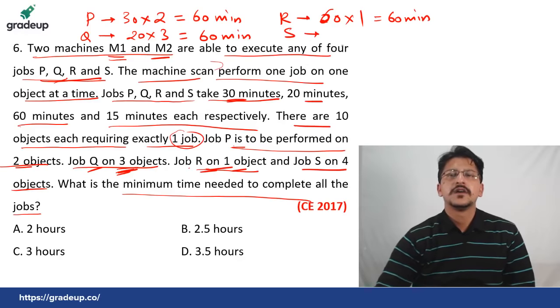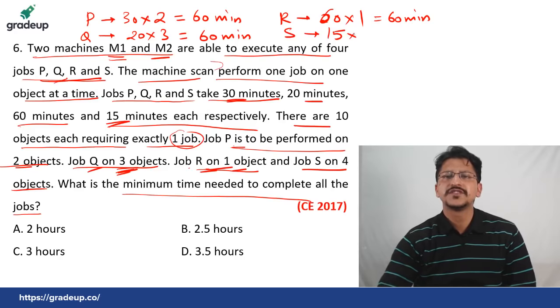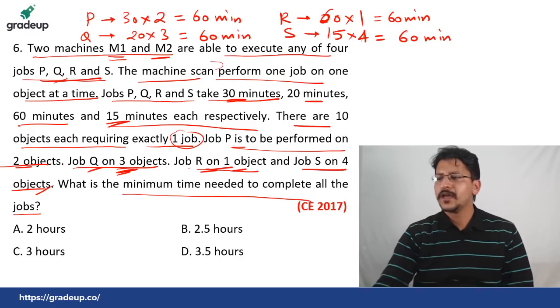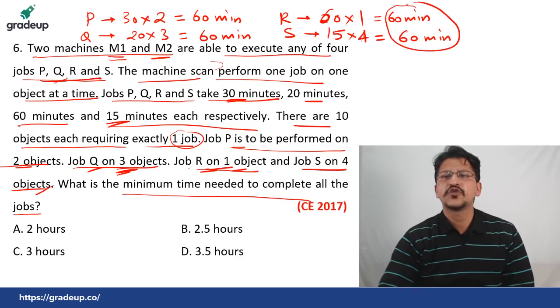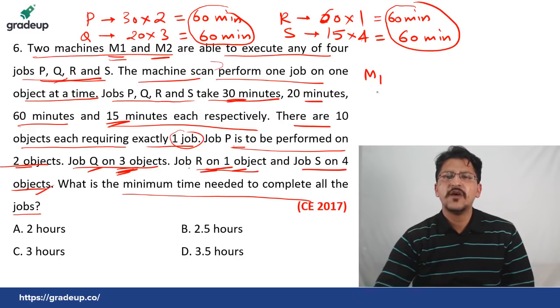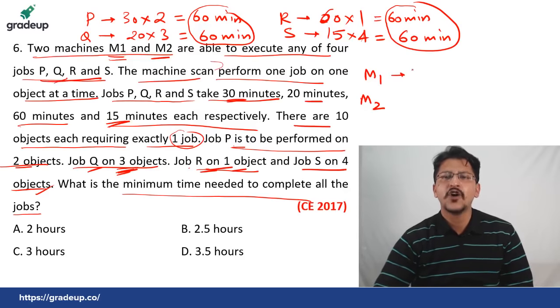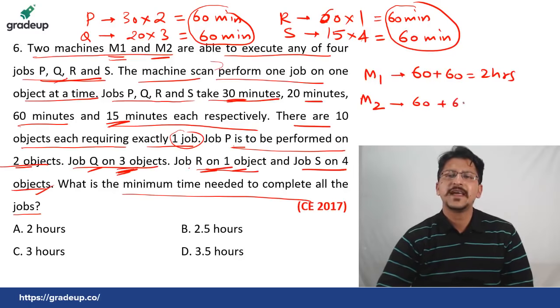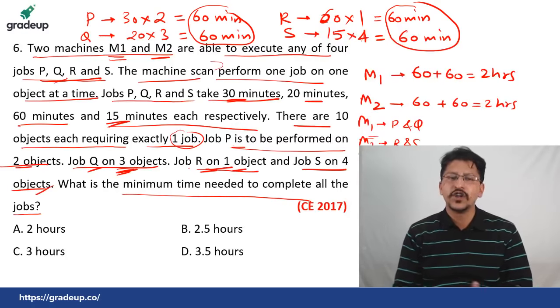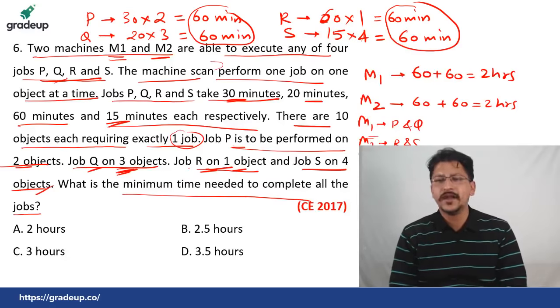For S, the time is 15 minutes and the number of objects which require job S is 4. So 15 into 4 will give you again 60 minutes. This is basically a general kind of question that cannot be clubbed into any topic specific. If you take any machine M1 and any machine M2, the minimum time required will be 60 plus 60 minutes, that is 2 hours. You can make any combination. I'm just telling you one combination that you can use: P and Q can be done on M1, and R and S jobs can be done on M2. So 2 hours is the minimum time needed to complete all the jobs, because before 2 hours, these jobs will not be done.